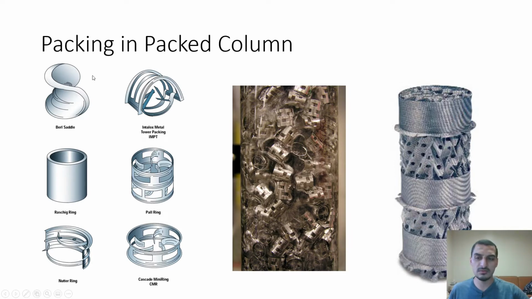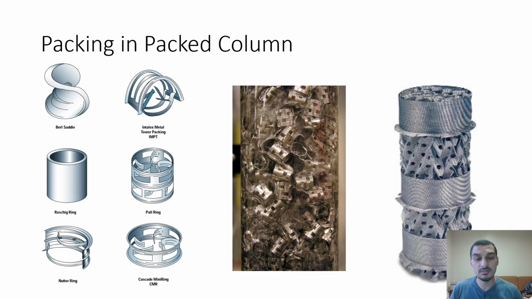One of the very famous shapes is the bird saddle. It looks like the saddle of a horse, so it's called a bird saddle for this reason. There are also cylindrical shaped packing materials like the Raschig rings and the Pall rings, and there are many other shapes that are used. They are randomly put inside the column.